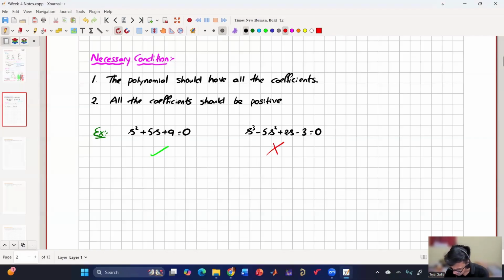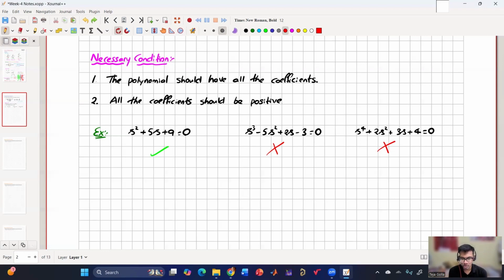Yes, very good. So now I'll consider another: s power 4 plus 2s square plus 3s plus 4 equals to 0. In this case, the cube term is not there, sir. Yes, very good. So one term is missing. The polynomial should have all the coefficients, which means they should be non-zero, and all the coefficients should be positive. Only in that case can we say that the necessary condition is met.